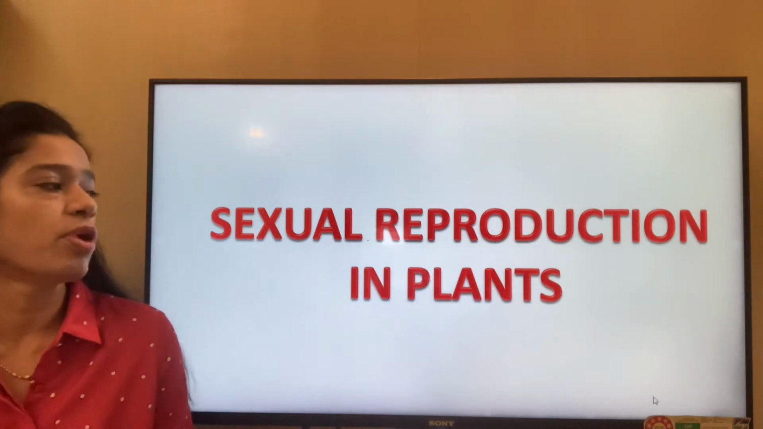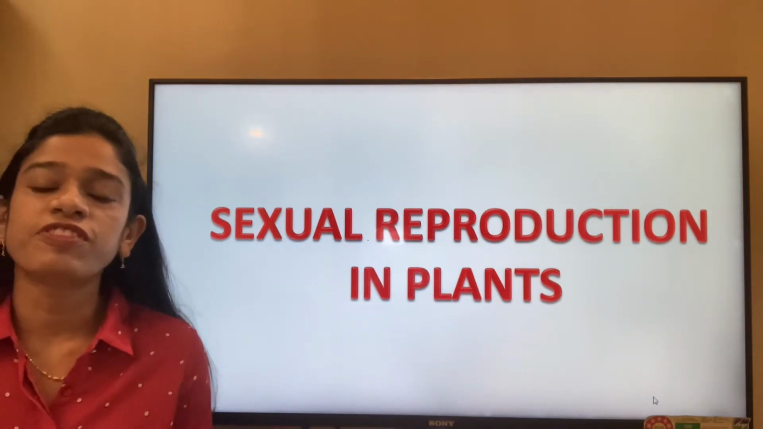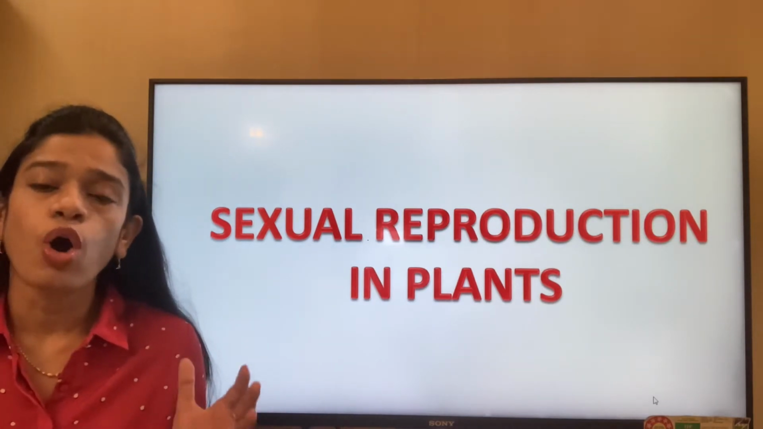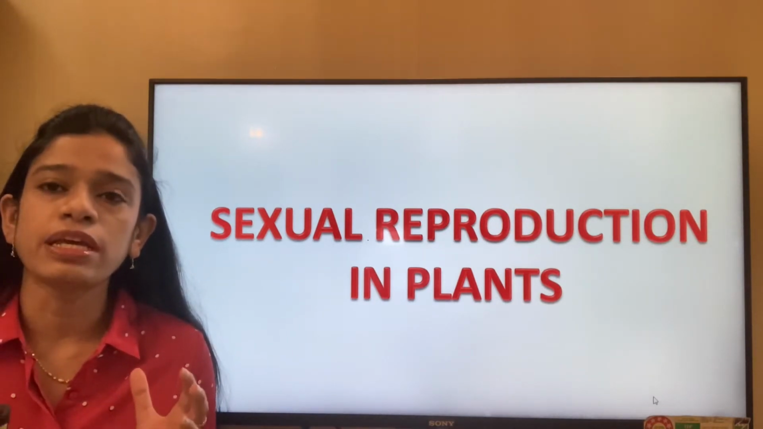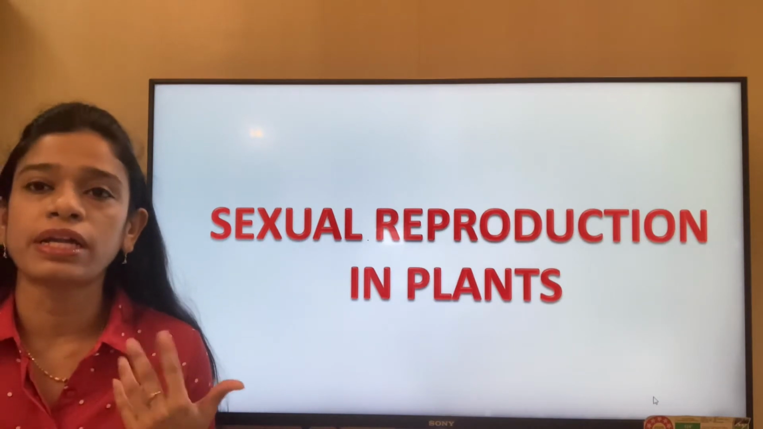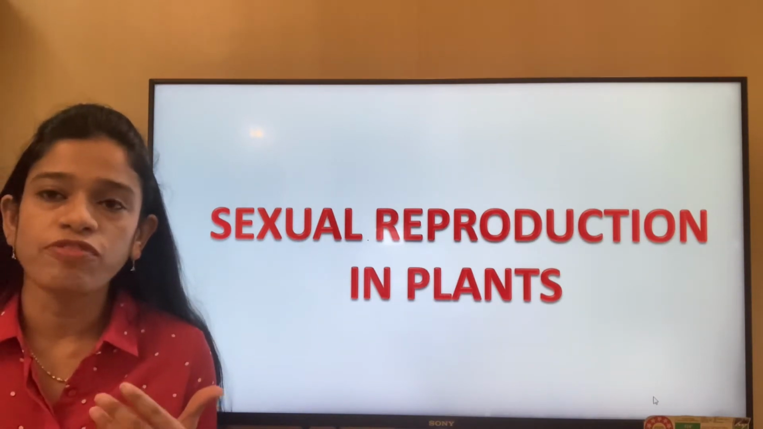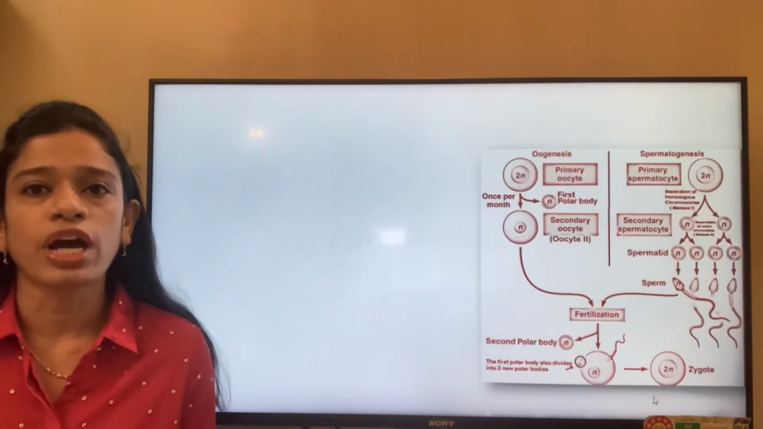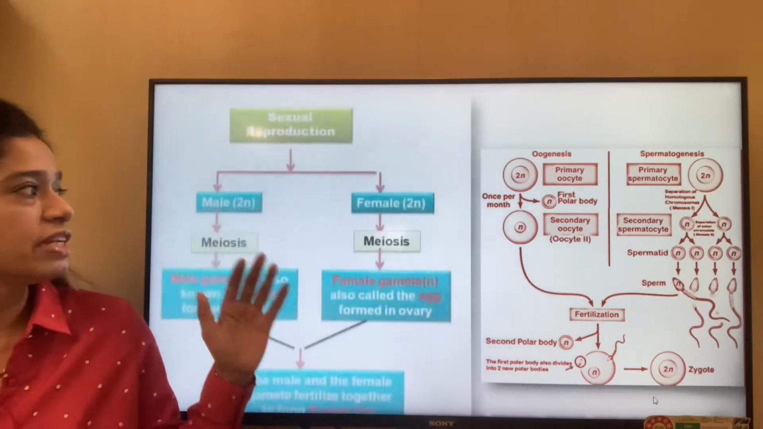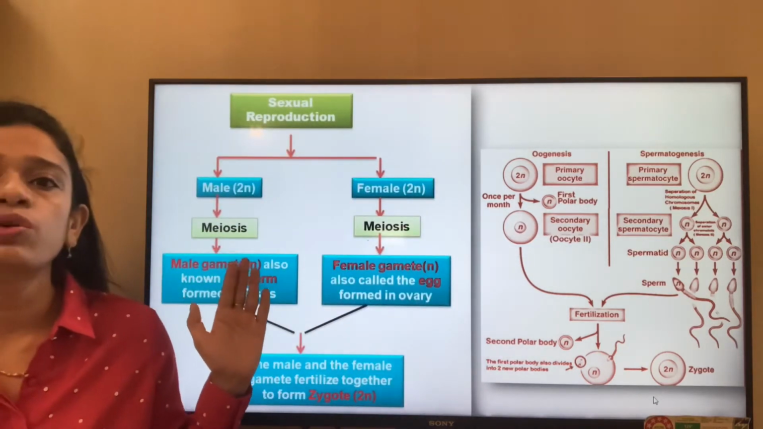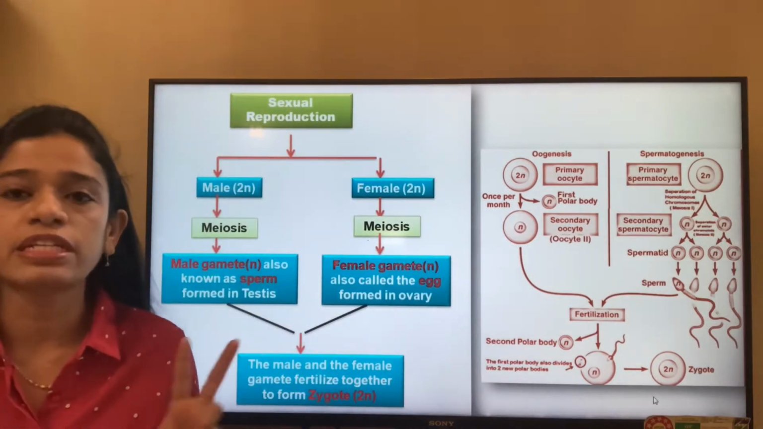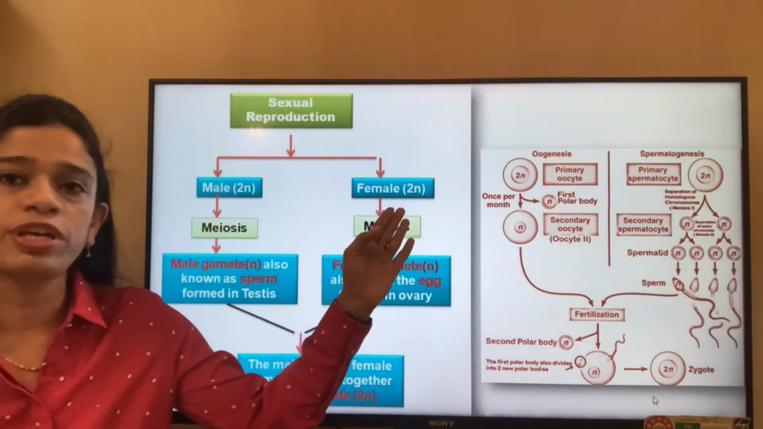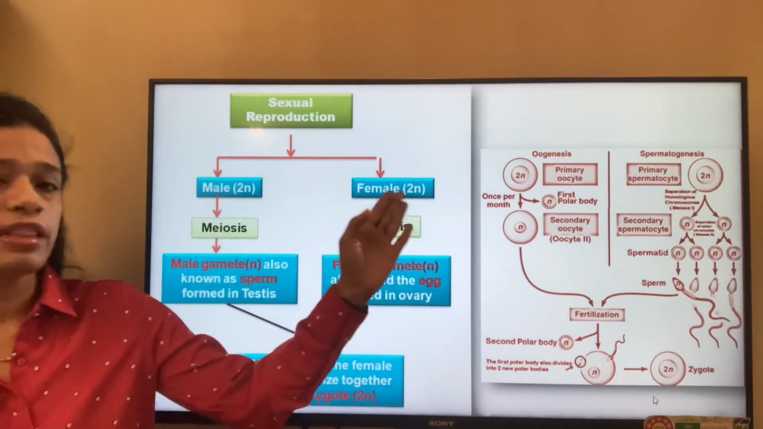So when we talk about sexual reproduction, the first thing we'll understand is how it takes place, or how the plant or a particular body prepares itself for sexual reproduction. How does it do that? The first thing, as I told you, is that it involves two different parents. One has to be a male and the other a female.